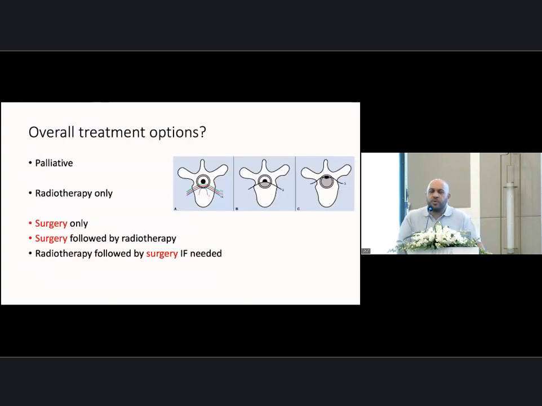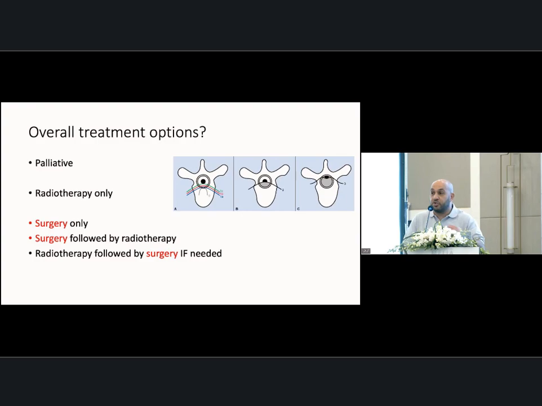So when a patient comes to you, they've got a spinal tumor, what options are available to you? Well, the first option, of course, and sometimes the hardest option, is to say, I'm sorry, there's nothing further we can do for you. Okay, we call that palliative. So it means we're leaving you to God's grace. Okay. The other option is radiotherapy, and just radiotherapy.